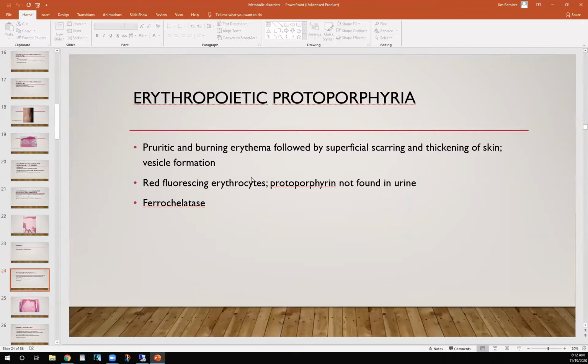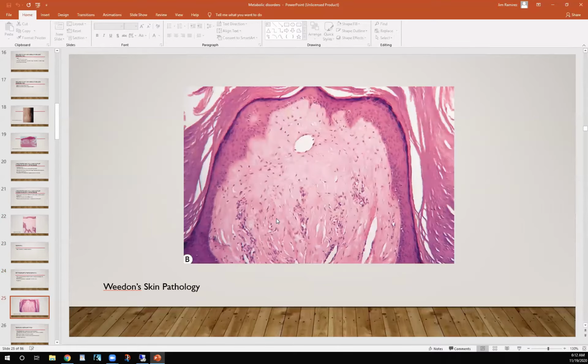This condition you probably will see. I've seen one or two cases of it. These patients have pruritic and burning erythema, superficial scarring, thickening of skin or vesicle formation, often starting at a young age. As far as diagnostic purposes, you have red fluorescing erythrocytes. Protoporphyrin is not found in the urine, and the mutation is in ferrochelatase.